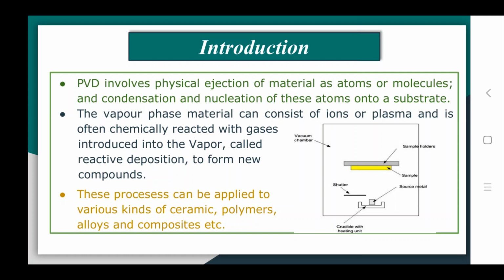Okay, so the vapor phase material can consist of ions or plasma, and is often chemically reacted with the gases which are introduced into the vapor, called reactive deposition, to form a new compound. So from this we can understand that whatever gas we are introducing may react with the ions or molecules, or it may simply be inert and help with a homogeneous coating of that material onto the substrate itself. This process can be applied to various kinds of materials like ceramics, polymers, metals, alloys, composites, etc.